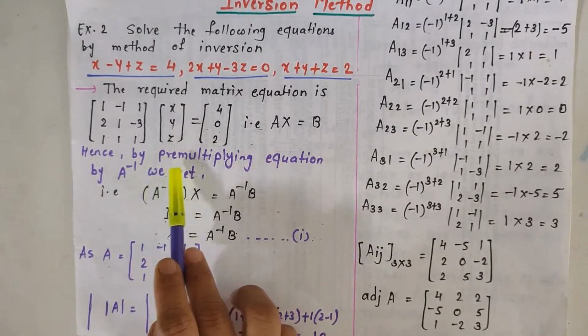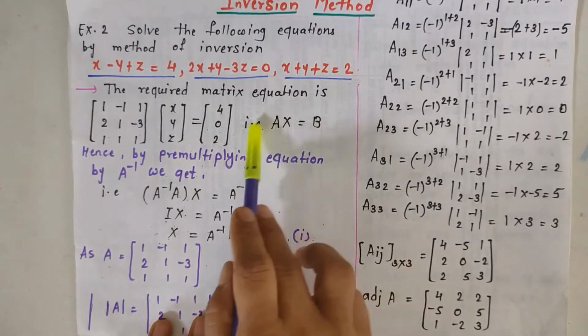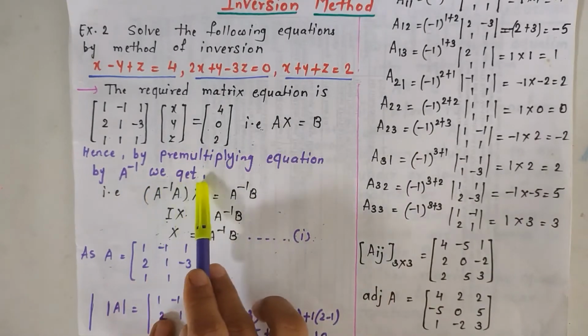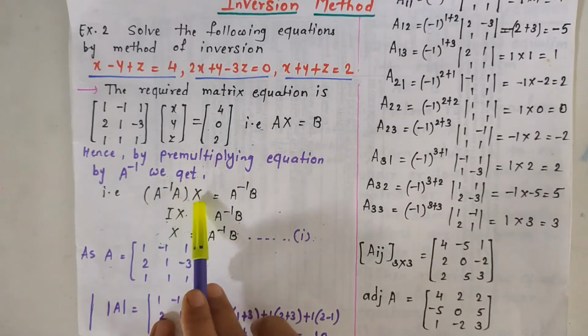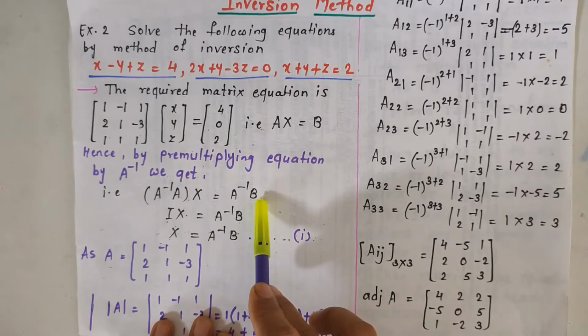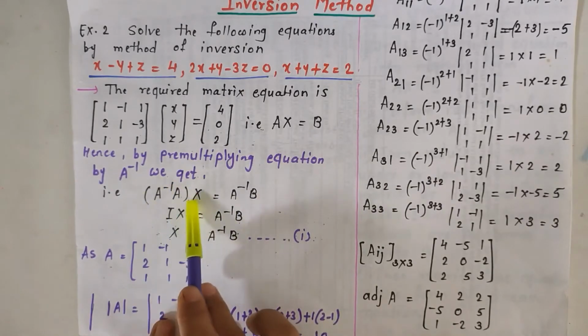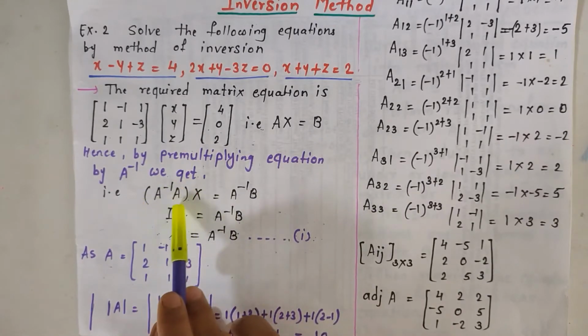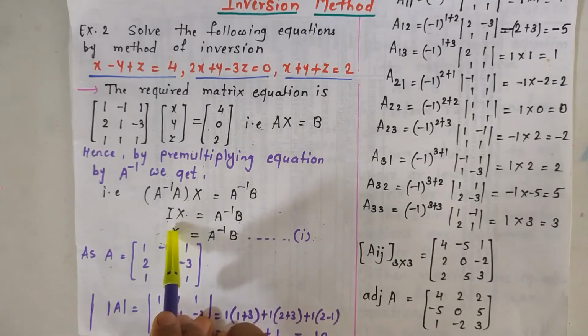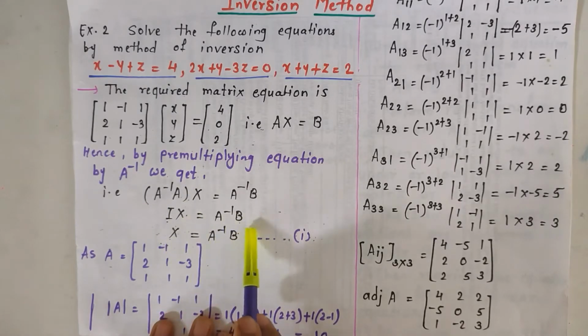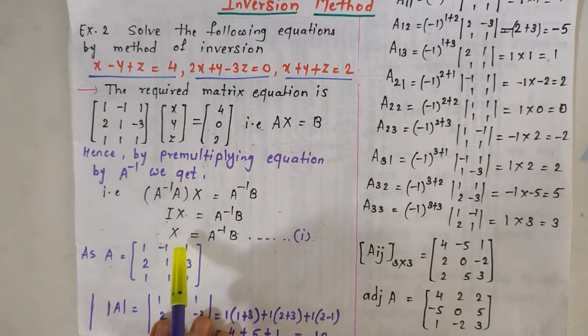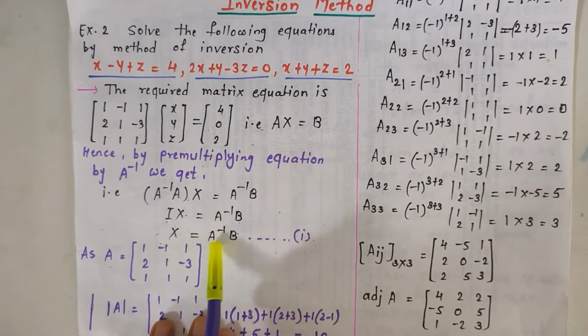Then the second step is pre-multiplying this equation by A inverse. We get A inverse into A into x is equal to A inverse into B. By definition, A inverse into A is equal to the identity matrix I, so I into x is equal to A inverse into B, which gives x is equal to A inverse B. So the equation is x is equal to A inverse B, say equation 1.